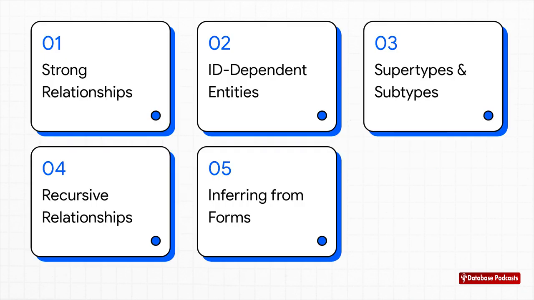So in this explainer, we're going to build out that toolkit. We'll start with a quick refresher on strong relationships, just to get our bearings. Then we'll unlock the power of what are called ID-dependent entities. After that, we'll get into structuring supertypes and subtypes, navigate the tricky world of recursive relationships, and finally, learn how to do a little detective work by inferring models from existing forms.